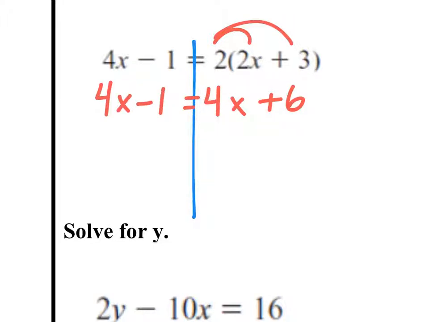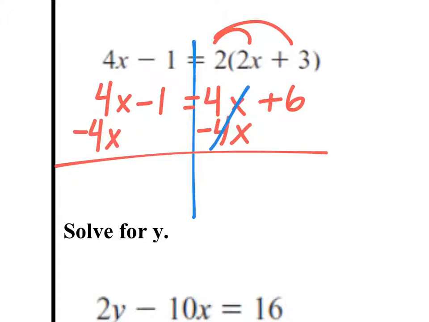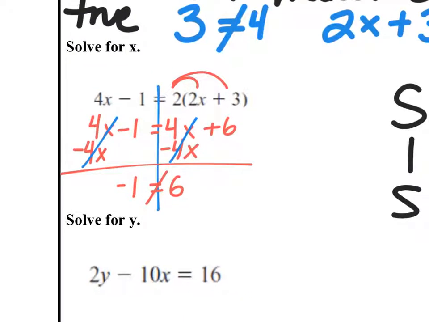I'm going to add or subtract. Doesn't matter which one you move. I'm going to move the one from the right to the left. So I'm going to take it away. I have to subtract because it's positive. 4x minus 4x is 0. And so those both cancel out. And I'm left with negative 1 is equal to 6, which is false. So I put a cross through it, I exit out, and I say no solutions.